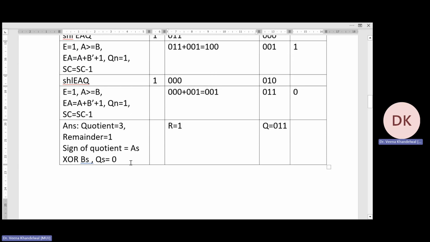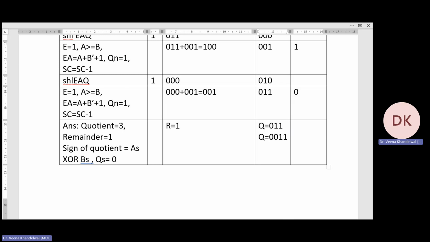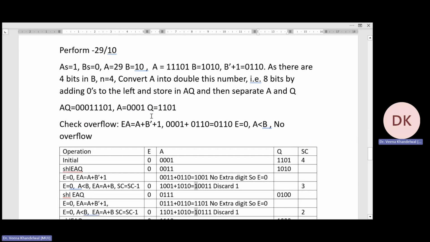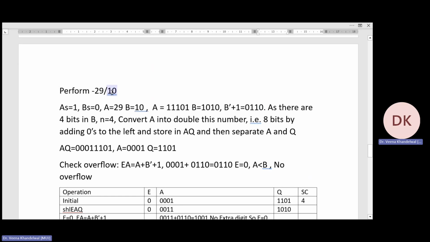And what is the sign of Q? The sign of Q is AS XOR BS. Both the numbers were positive, so the sign of the quotient is positive. So we can write 0011 with the sign as Q. So our answer is 0011. Here, this Q shows the sign bit. Now let us take one more example of a negative number and a positive number.